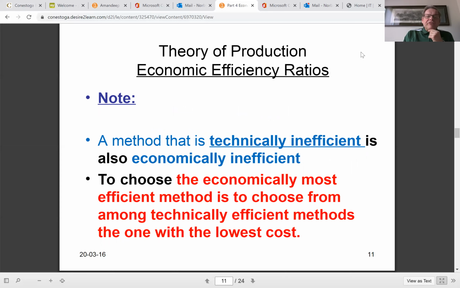So note, the method that is technically inefficient is also economically inefficient. That is method B that we eliminated right from the beginning because it used more capital and more labor than the other two. Therefore, it's technically inefficient, and it's economically inefficient because the dollar value or the cost would come in a lot higher. To choose the economically most efficient method is to choose from among the technically efficient methods. So that would be method A and C. They were technically efficient. Now, for economically efficient, we have to use the dollar value.